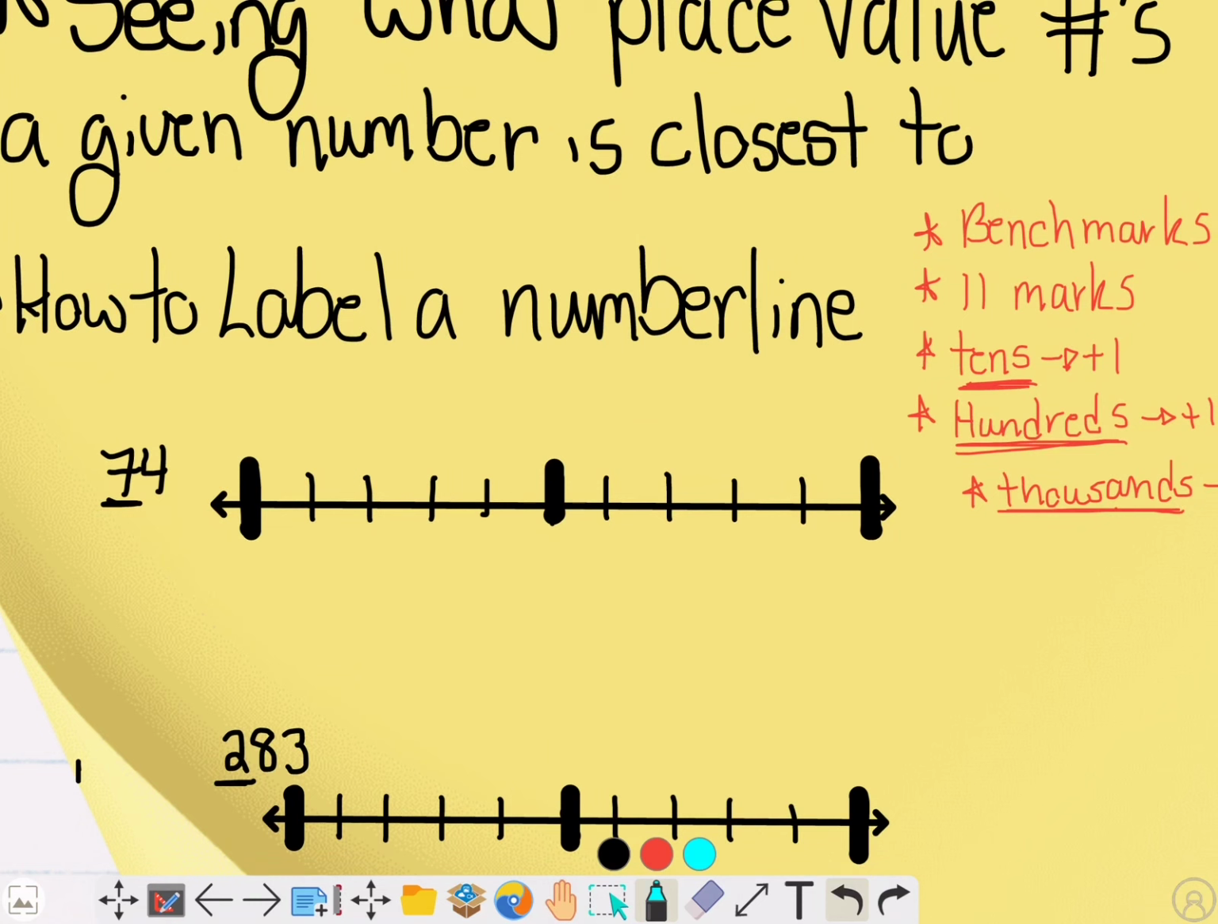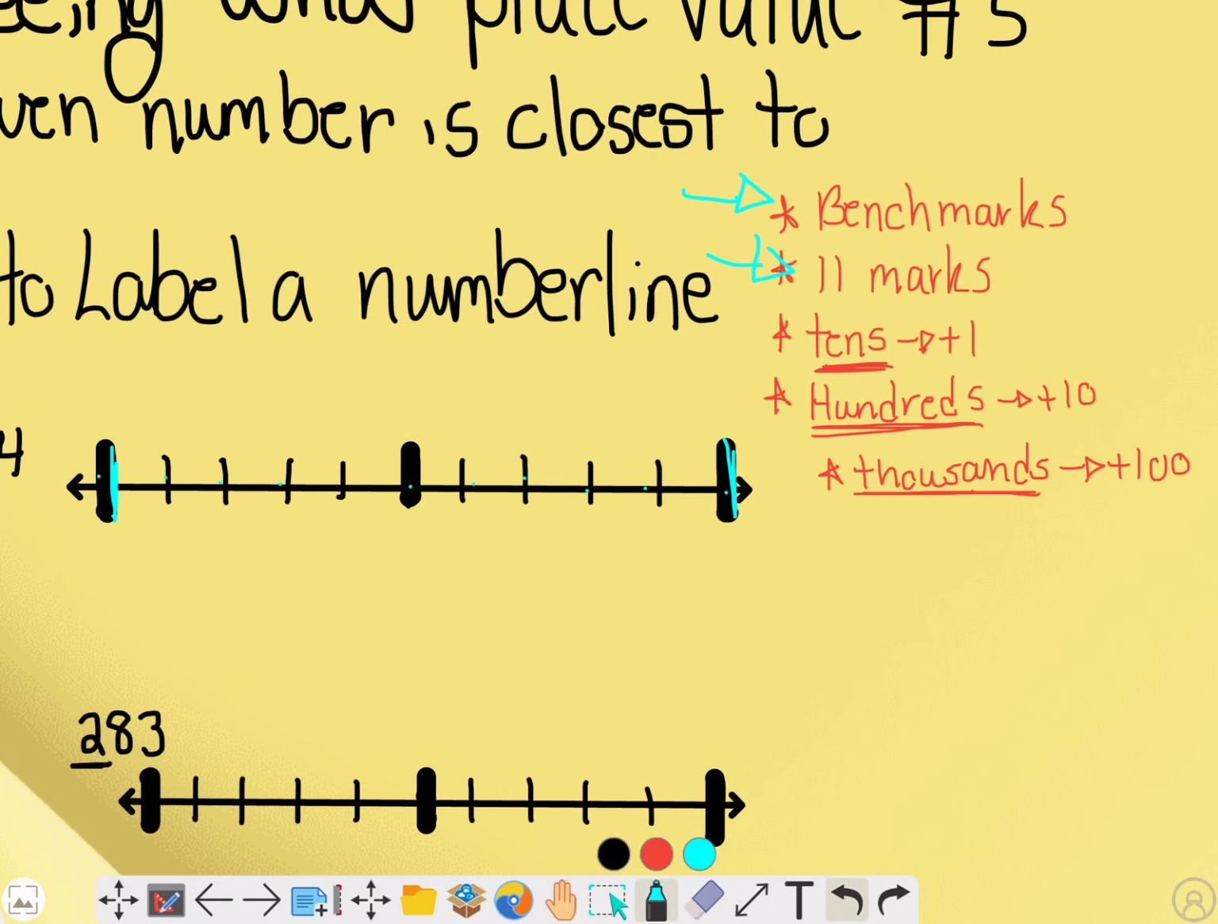A couple of neat things you need to think about are your benchmark numbers. That's the one that you're ending with and starting with. Each number line is going to have 11 marks, including the 1st, 2nd, 3rd, 4th, 5th, 6th, 7th, 8th, 9th, 10th, 11th. And whatever number is underlined is going to tell you what you're going to count by on each mark.